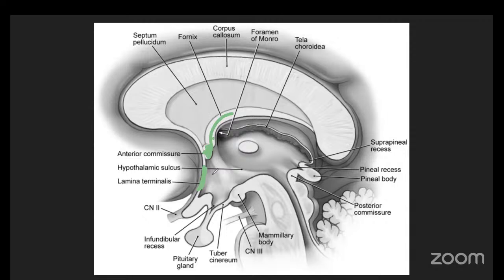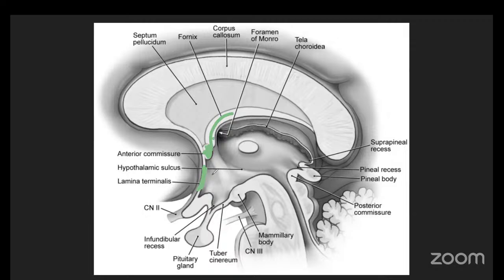There's a very common one. Craniopharyngioma. That's right. So lamina terminalis, translamina terminalis is a very good approach for craniopharyngioma. Apart from that, once we come below, we have the cranial nerve 2, and then we have the infundibular recess.